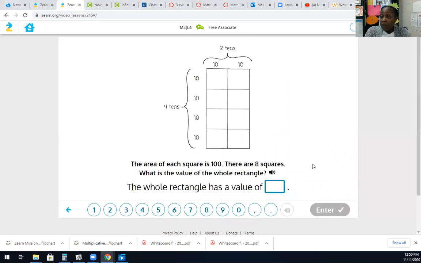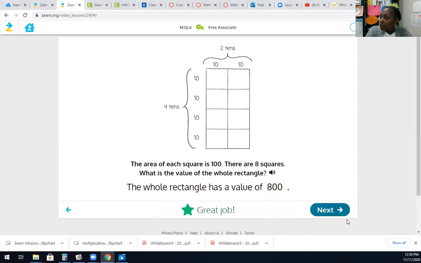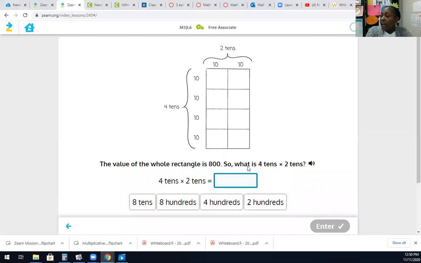Okay, now remember we did this. The area of each square is 100. There are 8 squares. What is the value of the whole rectangle? Now remember, each of these squares is 100. Each one is 100. And we got 100, 200, 300, 400, 500, 600, 700, what? 800. That's it. Okay, the value of the whole rectangle is 800.